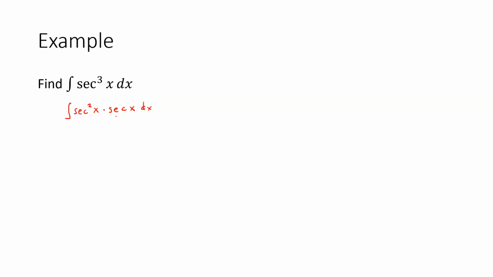For instance, we can think about doing parts here. And the way I would think to do parts is using secant x as my u and secant squared as my dv. This choice is mostly because we have an easy antiderivative for secant squared. We know that the antiderivative of secant squared is tangent. So let's do parts here, where I let u equal secant x, and I let dv equal secant squared.